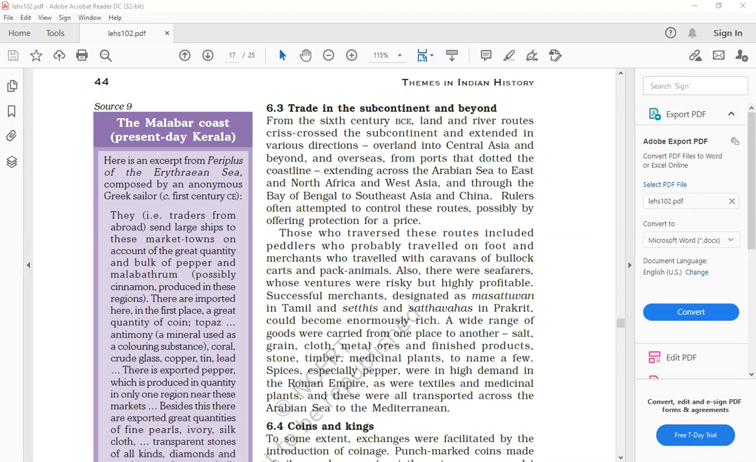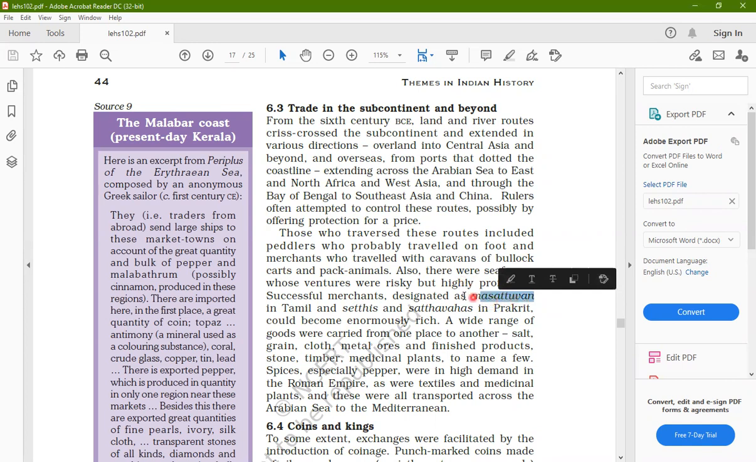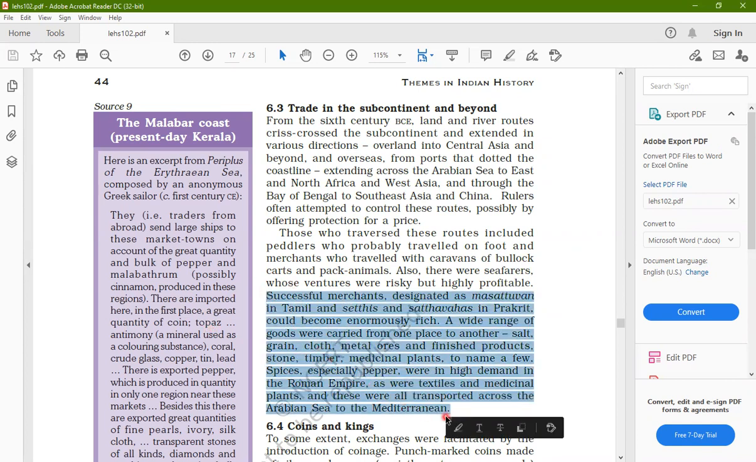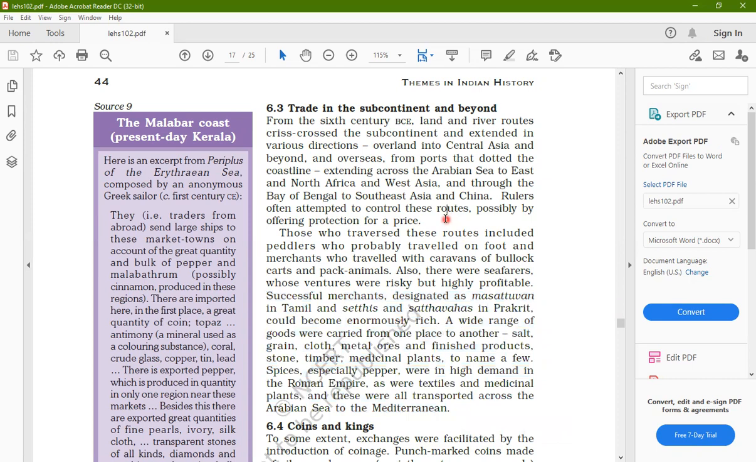So in this, we have that the successful merchant designated as Masatwan in Tamil and Satvanas in Prakrit became enormously rich, and people travelled a long distance for trading. It is a very important term. It might take 2 months or 2 days. I'm sorry for the 3 markers, who came for only 1 marker question, but it is for your benefit only.